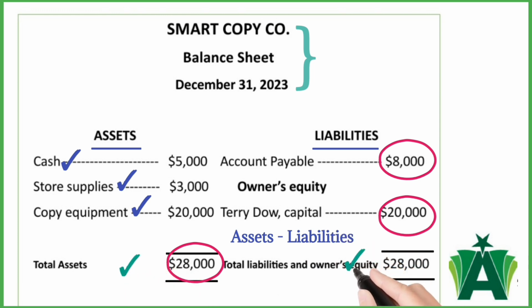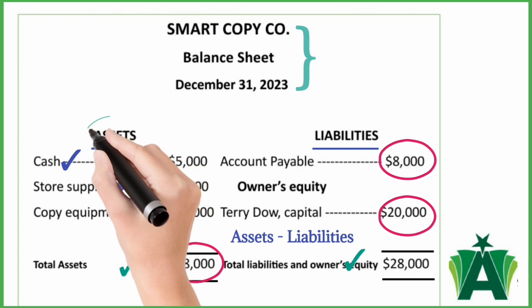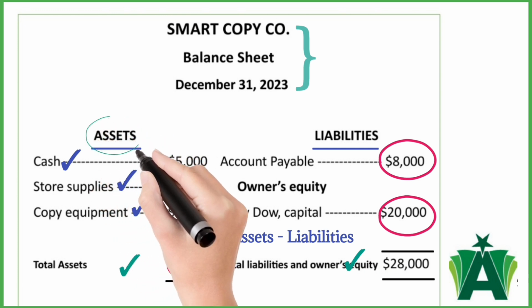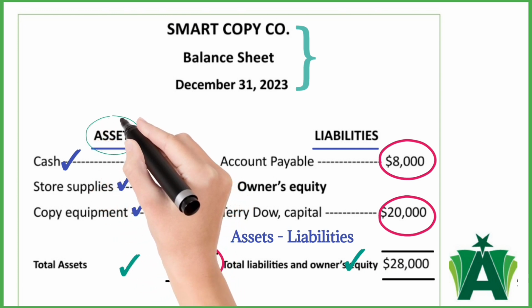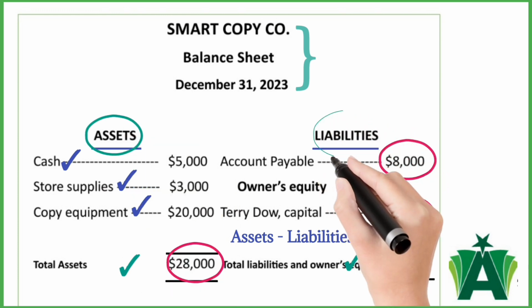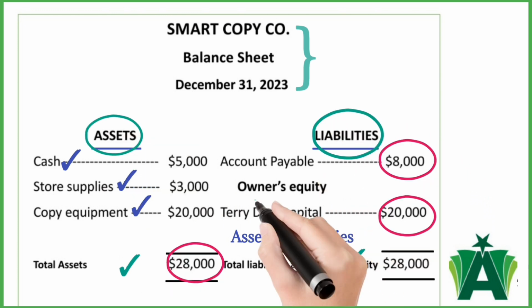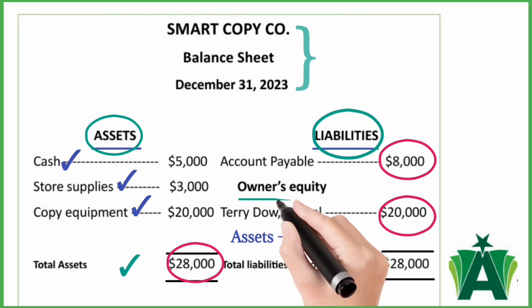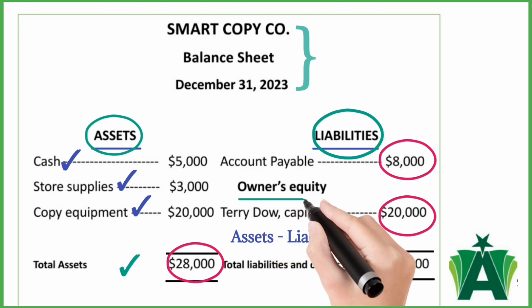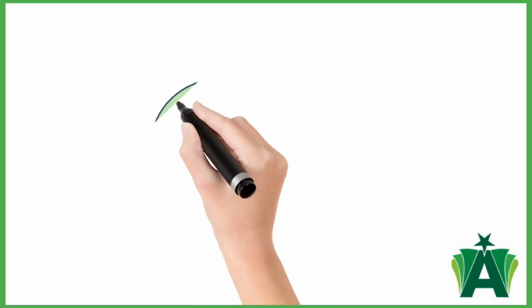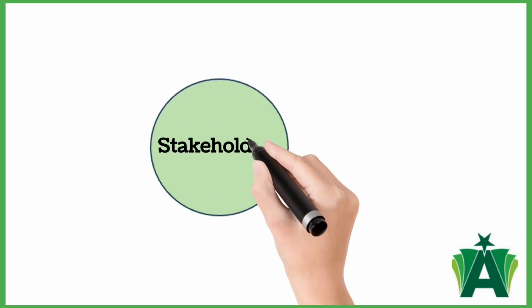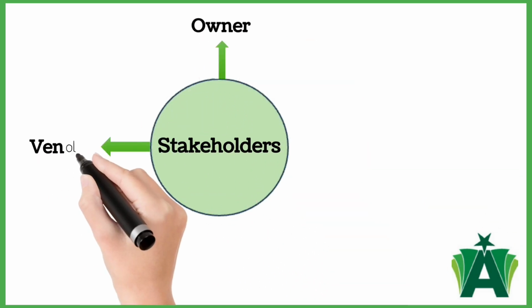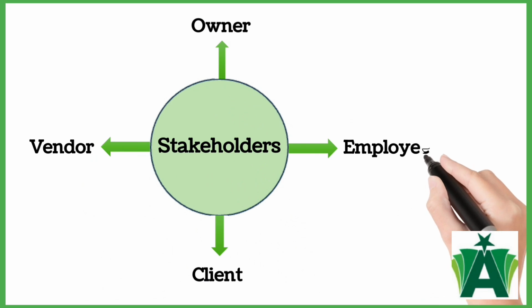In general, the assets of a business are the properties or economic resources owned by the business. The liabilities of a business are its debts to others. Equity is also called net assets, the residual interest in the assets of an entity that remains after deducting its liabilities. The main stakeholders of Smart Copy Company are owner, vendor, client, employees, and government.